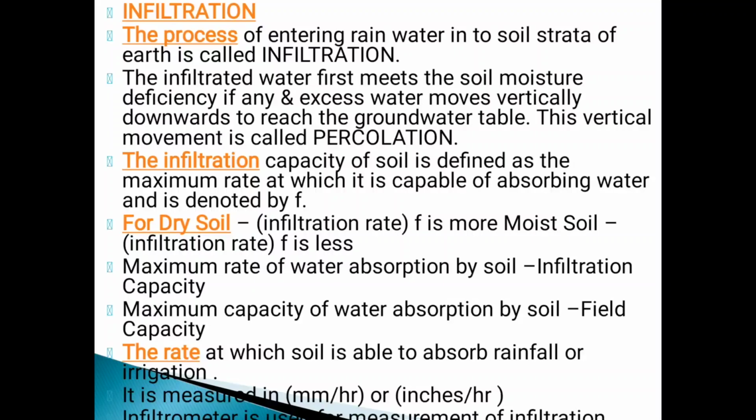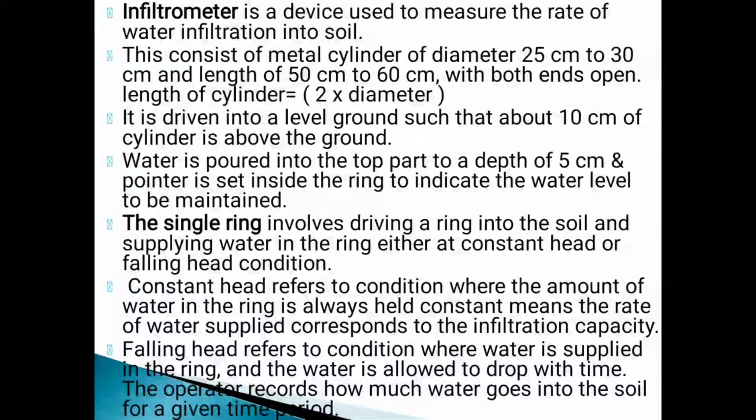The rate at which soil is able to absorb rainfall or irrigation is measured in mm per hour or inches per hour. An infiltrometer is used for measuring infiltration, that is, the rate of water infiltration into the soil. It consists of a metal cylinder of diameter 25 cm or 30 cm and length of 50 cm to 60 cm, with both ends open. The length of the cylinder is 2 times the diameter, which means 25 × 2 or 30 × 2. It is driven into level ground such that about 10 cm of the cylinder is above the ground.